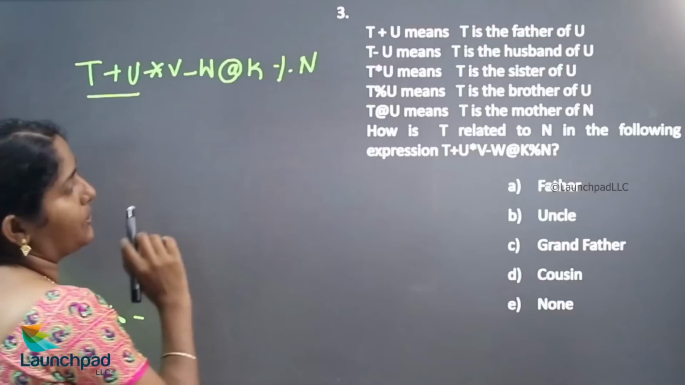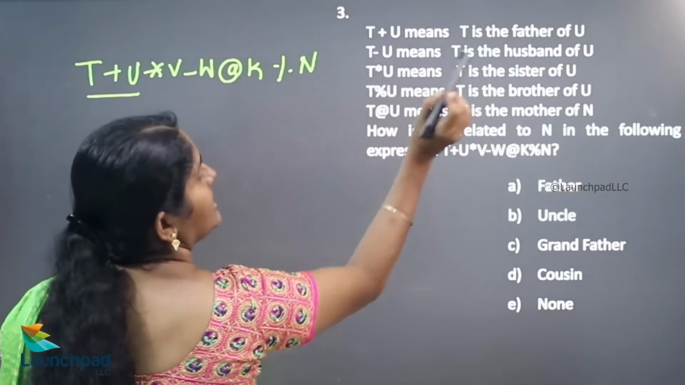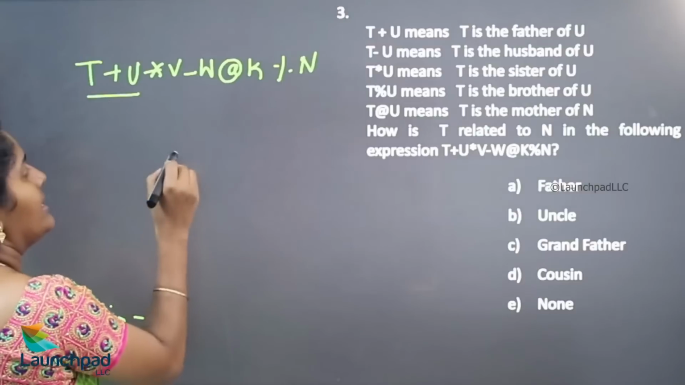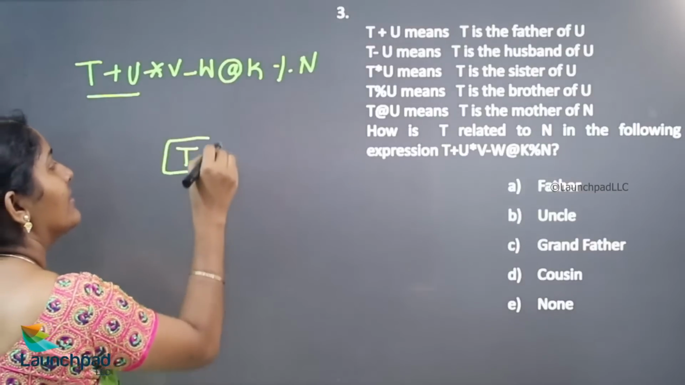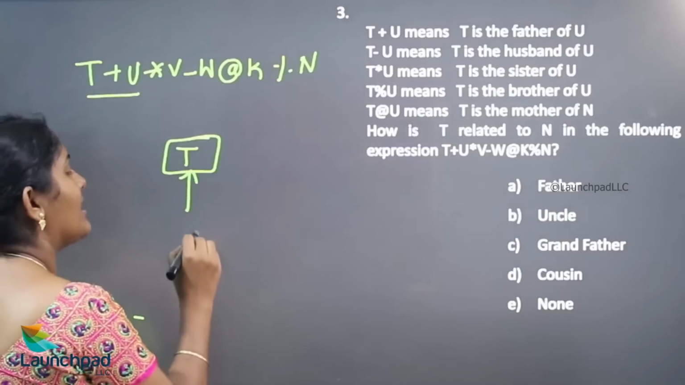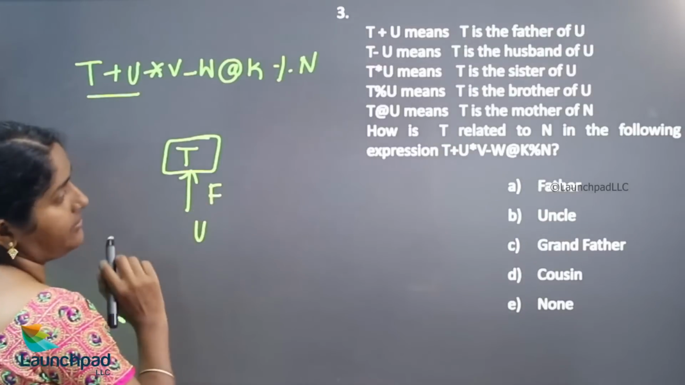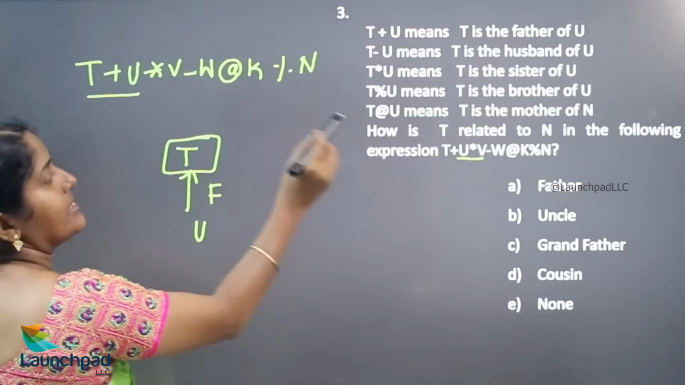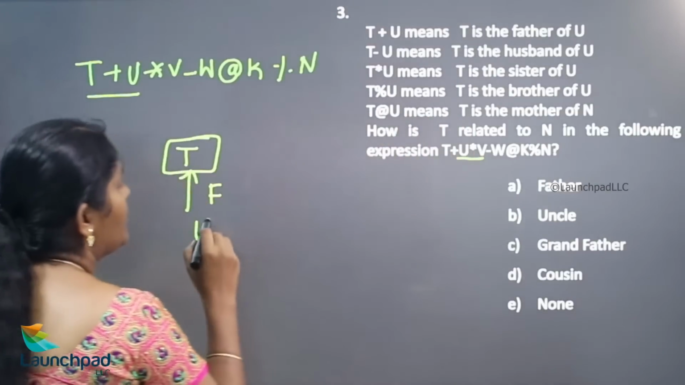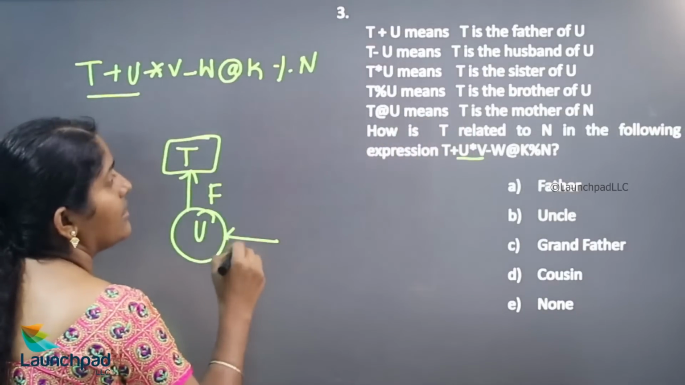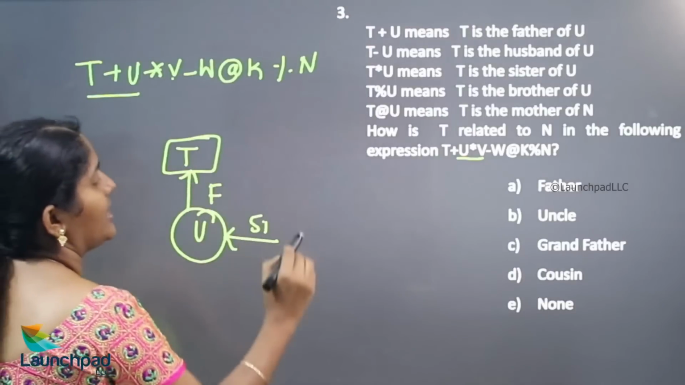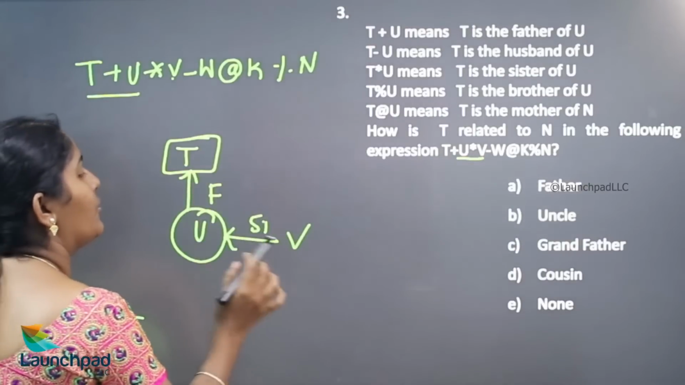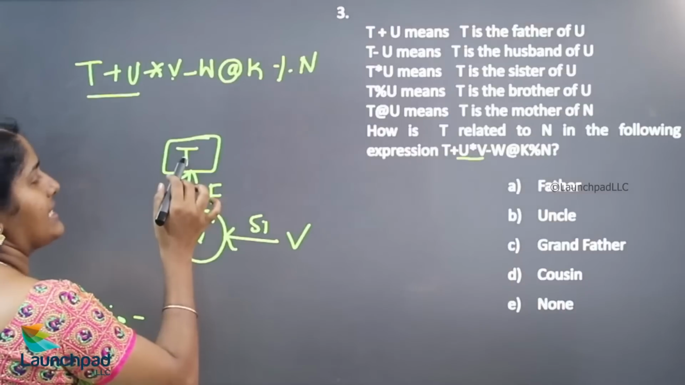T plus U. Plus means T is father of U. Now, U star V. Star means U is the sister of V. Anyway, both persons are kids of T.